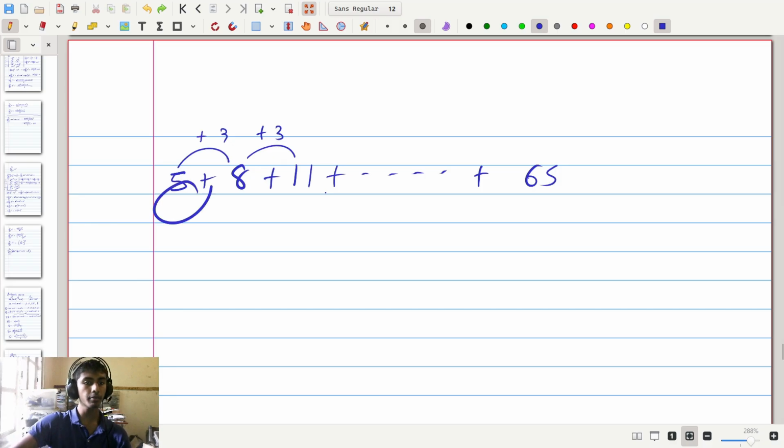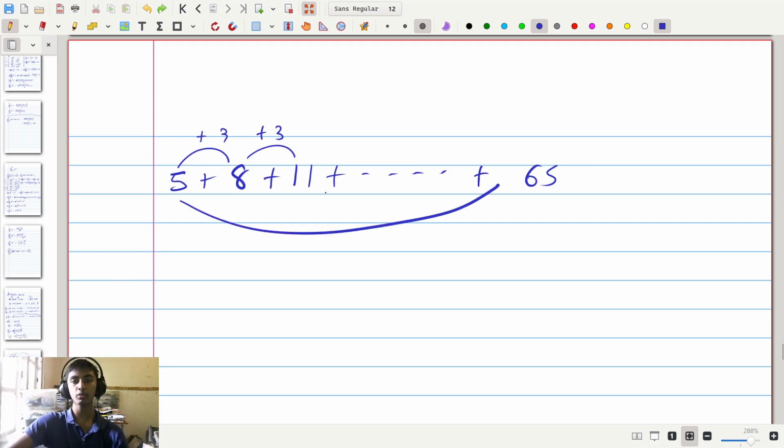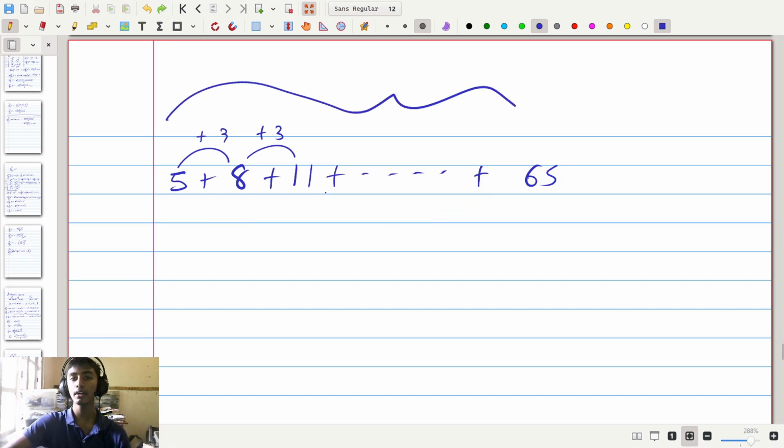The first term is 5, the last term is going to be 65. If we consider the total number of terms involved, we have 5, 8, 11, going up by 3 each time. From the first term to the last term, we can see we've gone up by 60, which is 20 threes, meaning that there are 21 total terms in this sum. So we have 21 total terms. The first term is 5, the last term is 65.